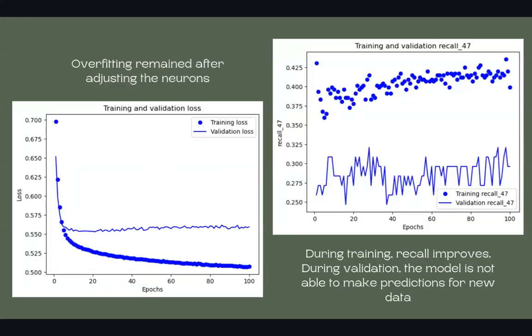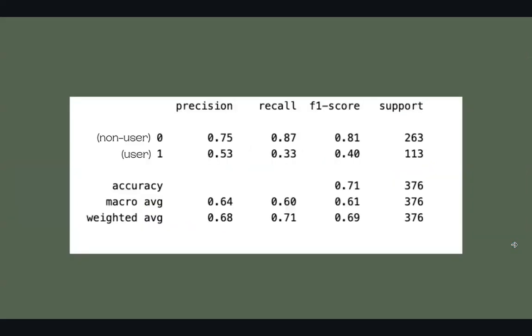Even so, overfitting remained. As we can observe in the left graph, the model learns in the first epochs, but it is unable to generalize its learning to the new data. This can also be seen in the right graph, where the recall improves linearly for the training data, but not for the validation data. Ultimately, we got a low recall for drug users again.